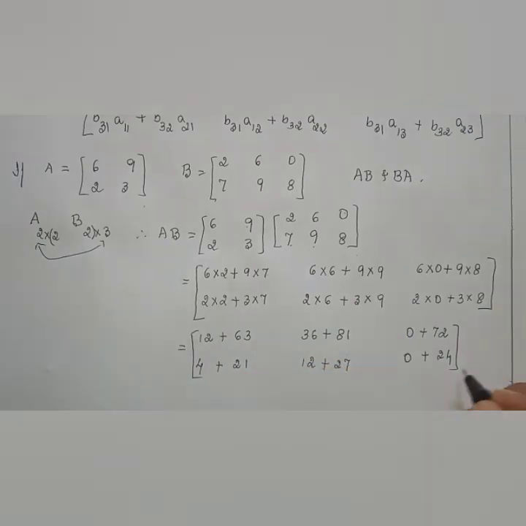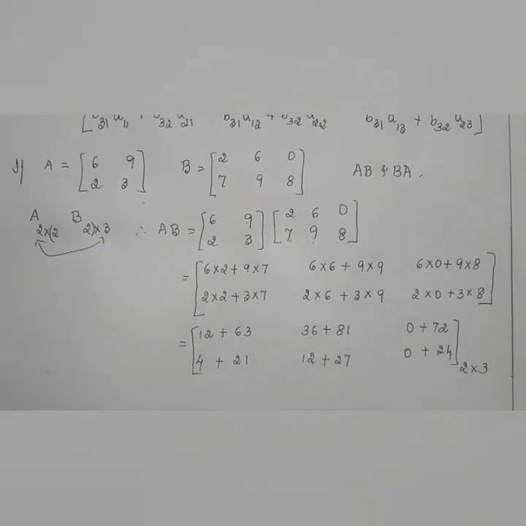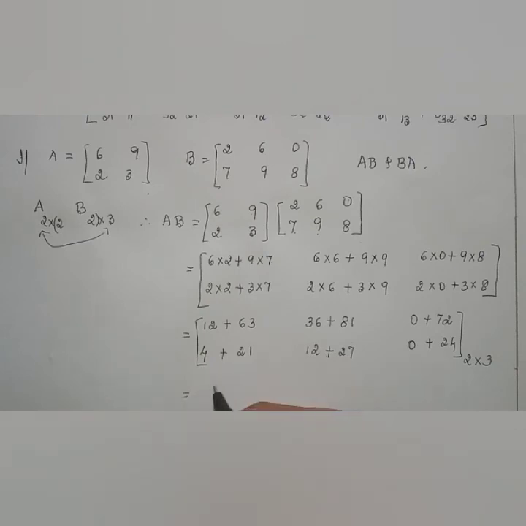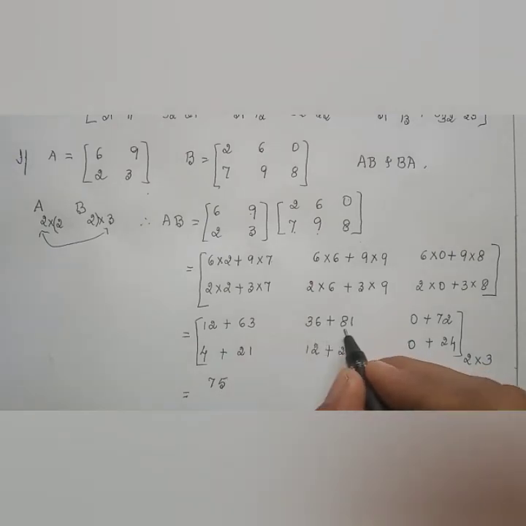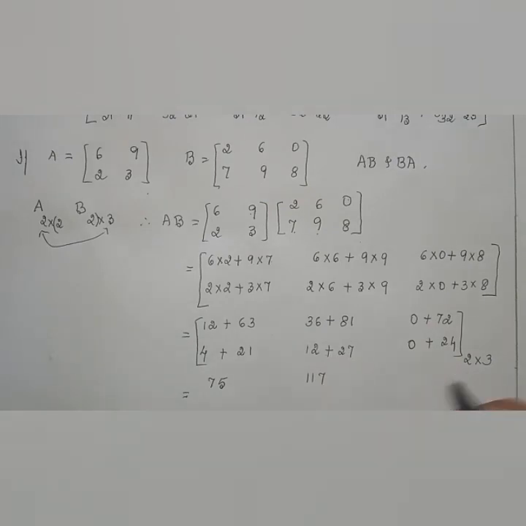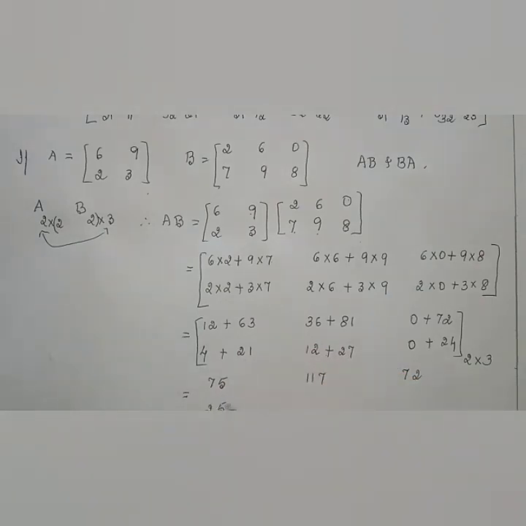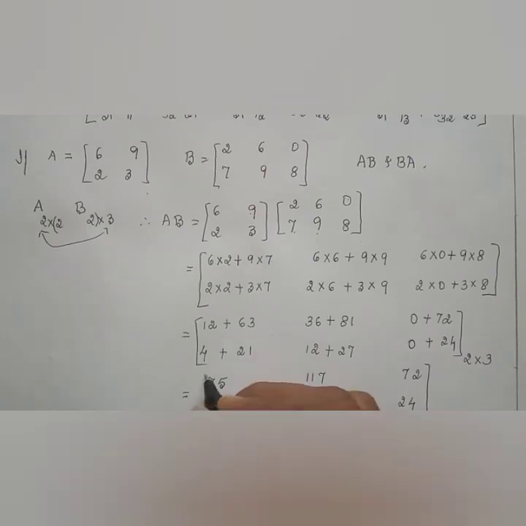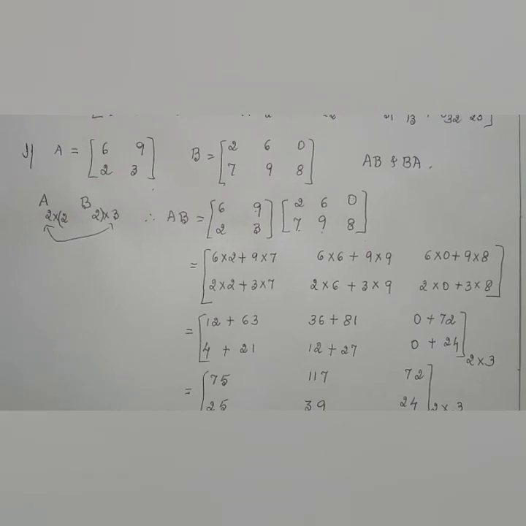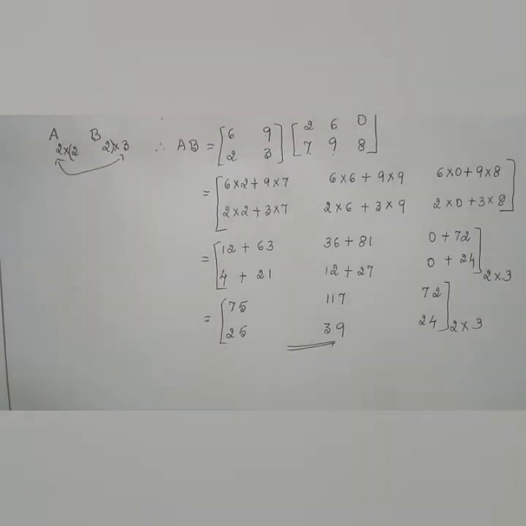What is the order? The order is 2 rows and 3 columns. So what is the final entry? 12 plus 63, 75. 36 plus 81, 117. This is 72. 4 plus 21, 25. 12 plus 27, 39. And the last entry is 24. So matrix multiplication A into B exists and the matrix is this one.